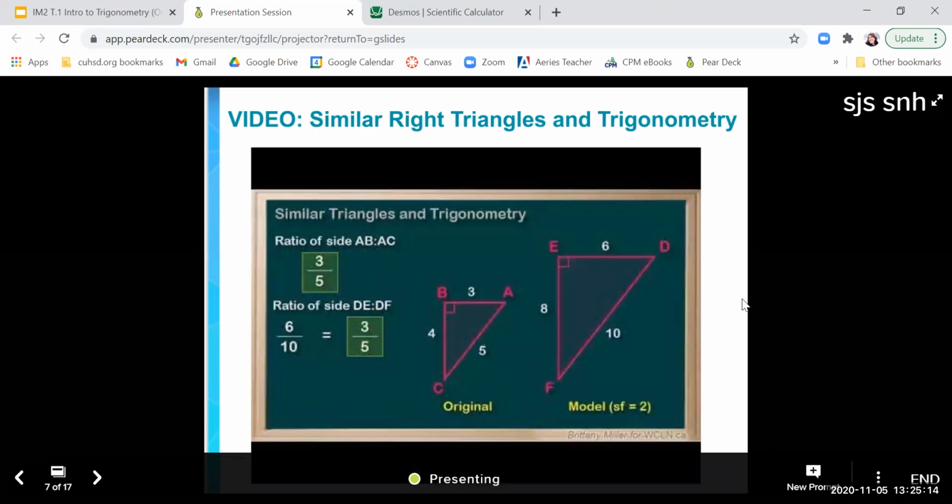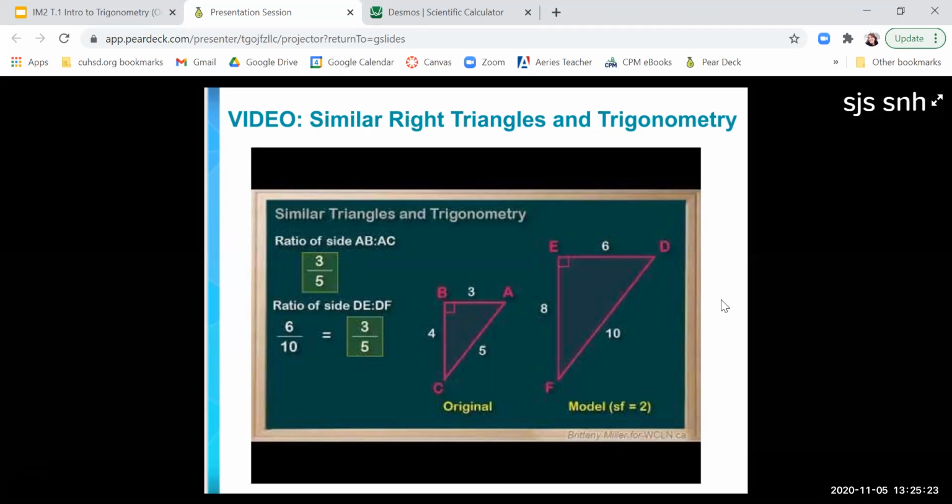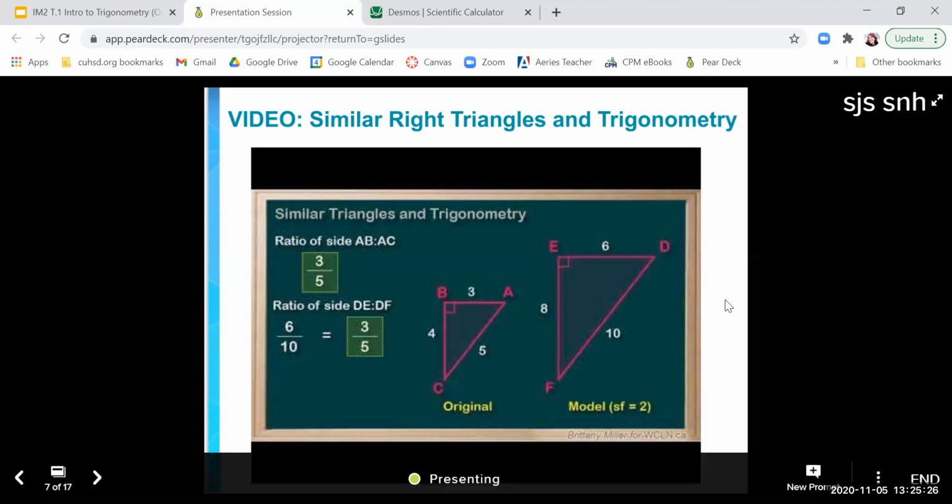So I'm going to show you this short video that gives you a little introduction to trigonometry, and then we will go through many problems and hopefully clarify any points of confusion that come up in this. I would like you to pay close attention as I show this video.